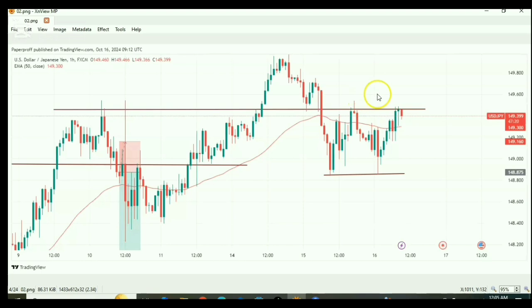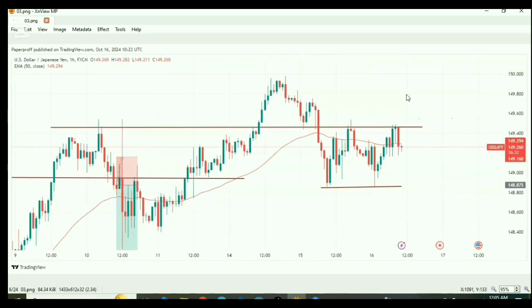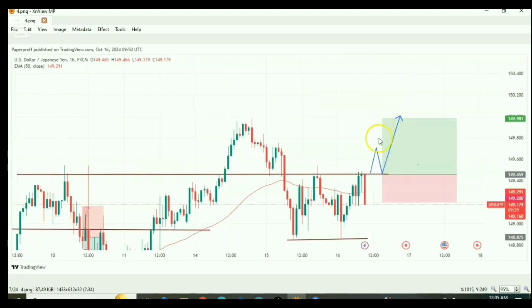So we cannot enter the market now, as the market is still in the resistance zone. We need the market to break out first before we start looking for trading opportunities. And not just a breakout. We need a breakout and a retest as well.